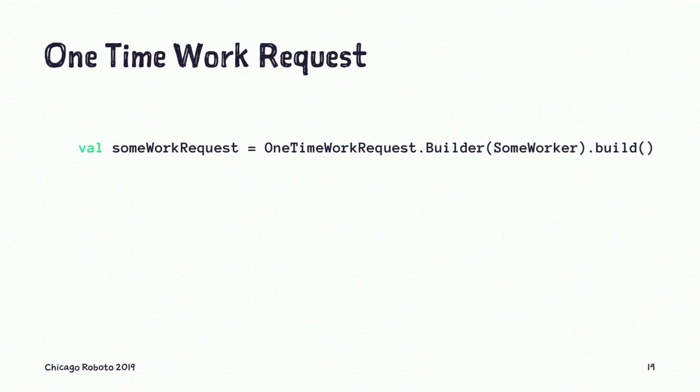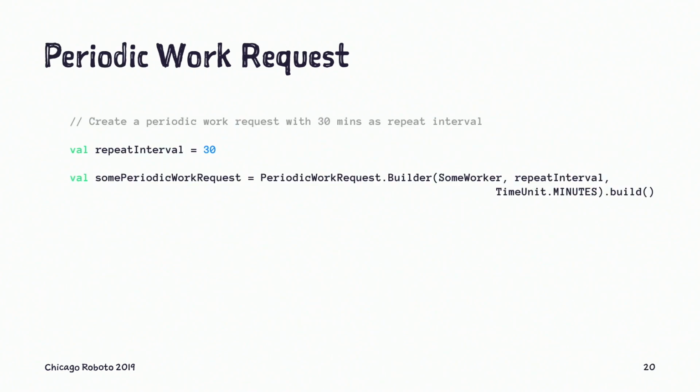The one-time work request is very simple. You say OneTimeWorkRequest dot Builder, pass it the worker which you want to execute whenever the constraints are met, dot build. The periodic work request is very similar. PeriodicWorkRequest dot Builder, the worker, and it takes in an interval and the time unit as well, after how long you want to try this. One thing to notice here is, though this is a periodic work request, there are 2 things that will happen in this case.